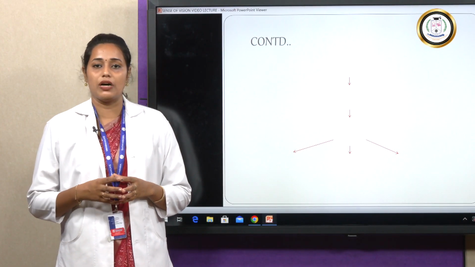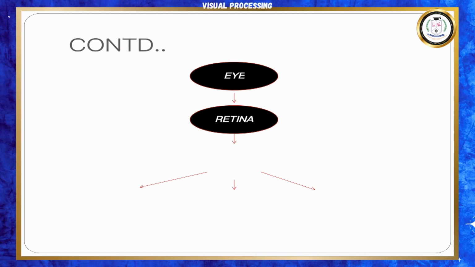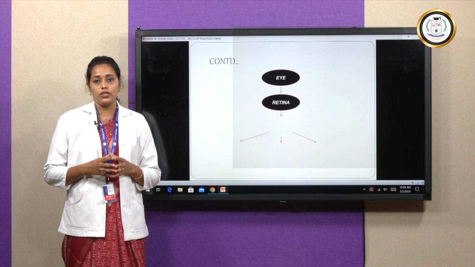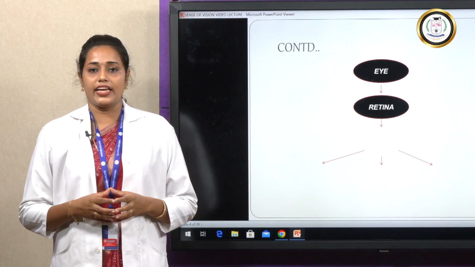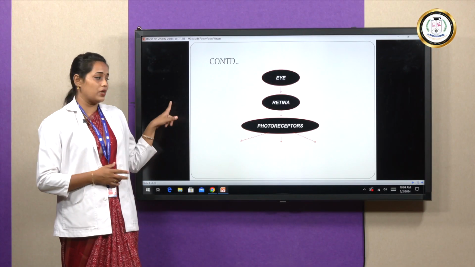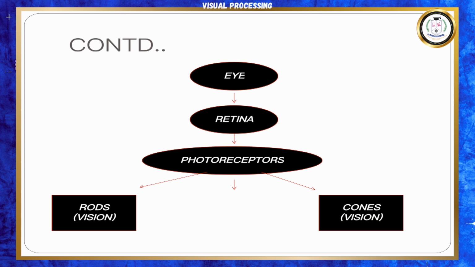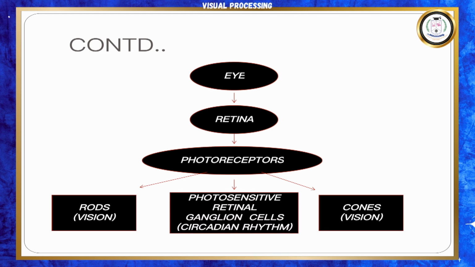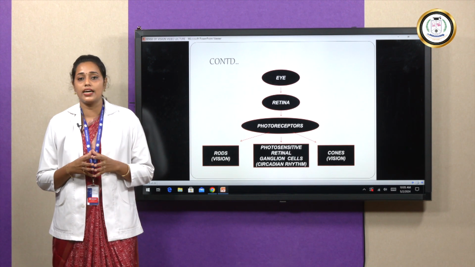Next, we'll discuss visual processing in a flowchart. The light from the external environment will reach the eye. From there, it will go to the internal layer of the human eyeball. It is a light sensitive structure which is called the retina. And the retina contains photoreceptors. Namely, we have three photoreceptors. The first one, the rods, is responsible for vision. And the next one is cones. This is also responsible for vision. And the next one is the photosensitive retinal ganglion cells. These receptor cells help in the regulation of circadian rhythm.